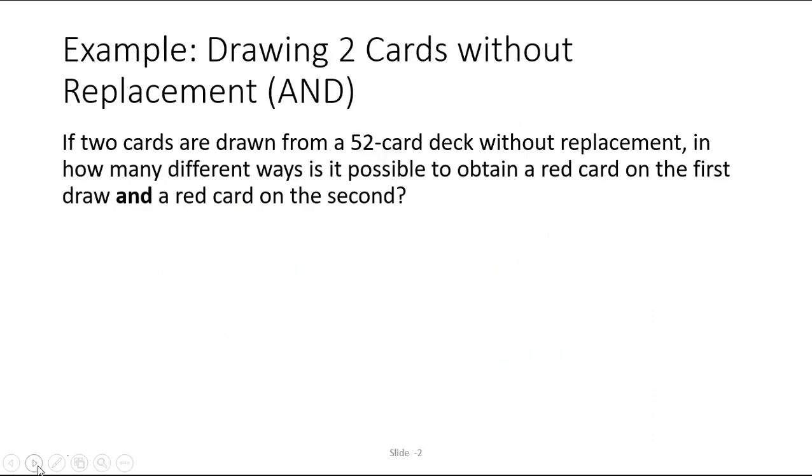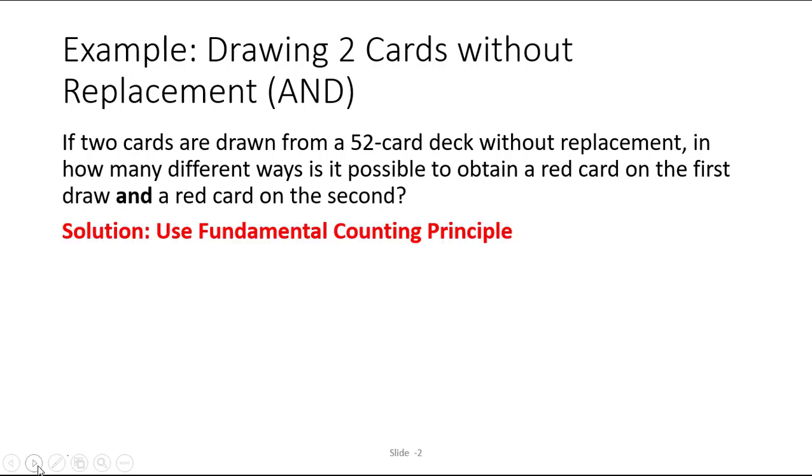For example, if 2 cards are drawn from a 52-card deck without replacement, in how many different ways is it possible to obtain a red card on the first draw and a red card on the second? For this problem, we're going to use what's known as the fundamental counting principle. The fundamental counting principle tells us that if you can break a task down into parts, then the number of ways to do the task is the product of the number of ways to do each part of the task.